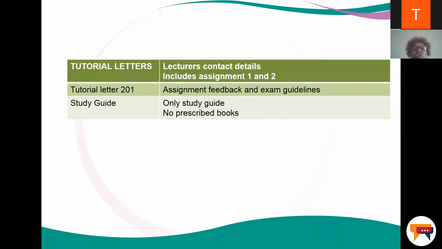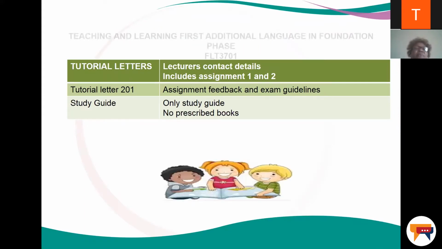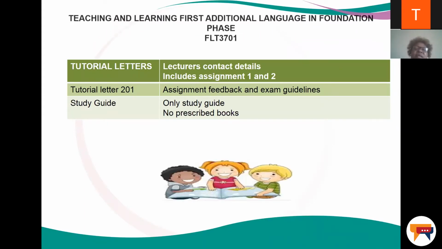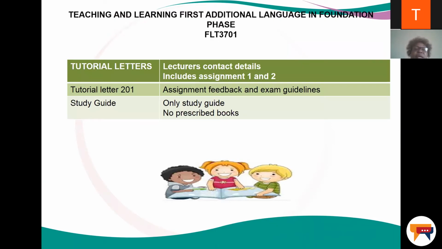What is this module all about? This is a teaching and learning first additional language module. In this module, this is what you are getting. You will be getting a tutorial letter, and it has the contact numbers. And you'll also get a TAT letter 201 after you have done your assignment 2. And you also have a study guide. There's no prescribed book for this module.